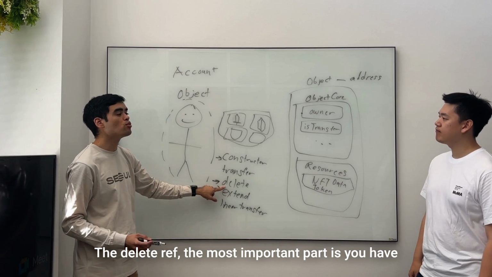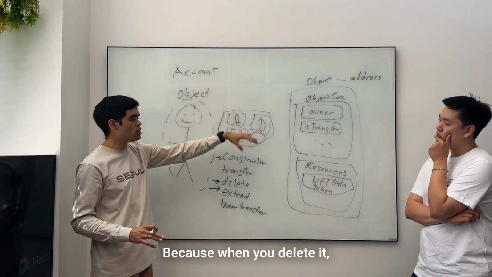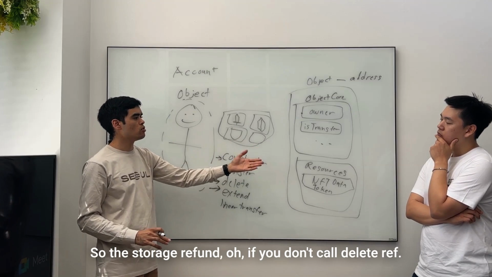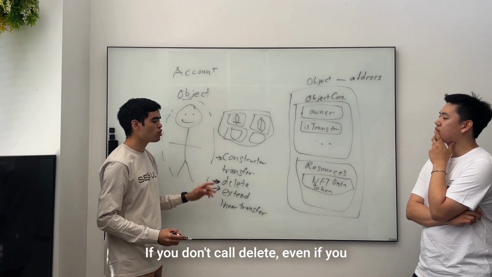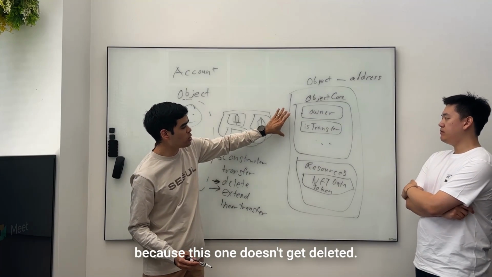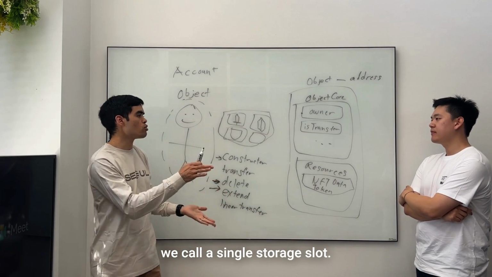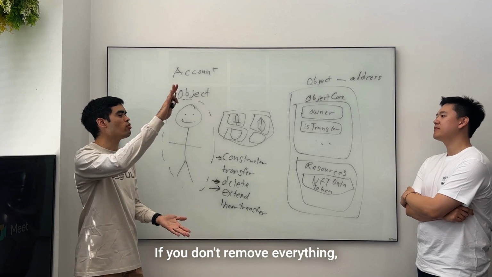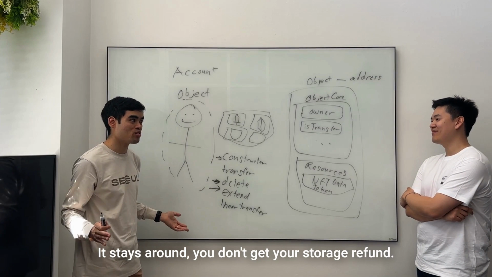The delete ref, the most important part is you have to think to yourself, am I going to delete this object? Because when you delete it, you actually get back gas. So there's a storage refund. If you don't call delete, even if you delete all these other resources in here, because this one doesn't get deleted, and these all inherit what we call a single storage slot, if you don't remove everything in that storage slot, it stays around. If it stays around, you don't get your storage refund.